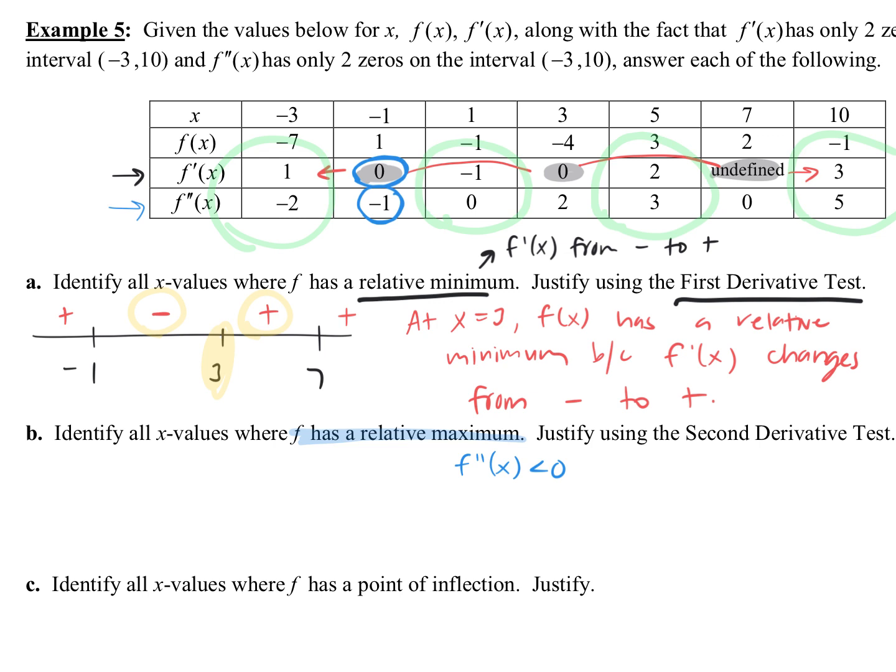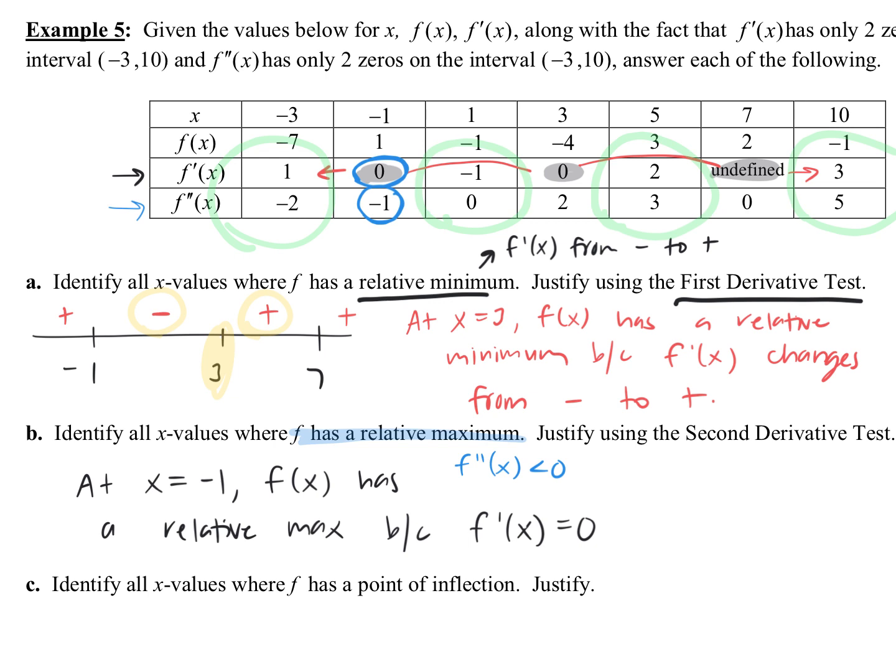So we can go ahead and say that at x equals -1, f of x has a relative maximum because f prime of x equals 0. Oh, I should probably put the actual value. f prime of -1 is 0, and the second derivative at -1 is less than 0.